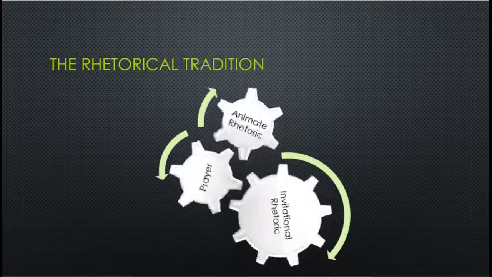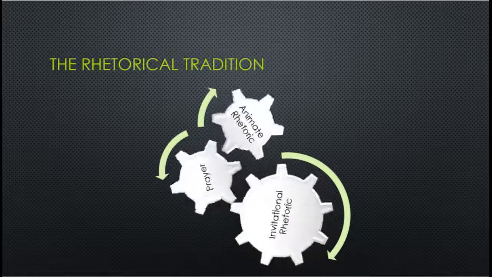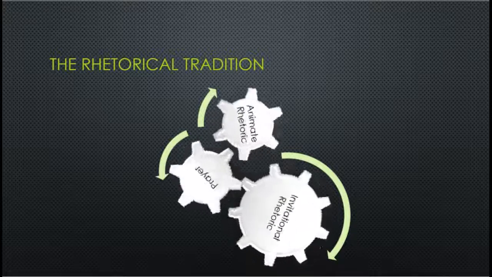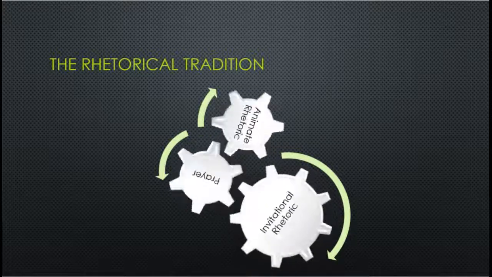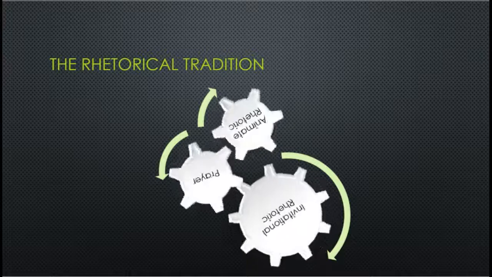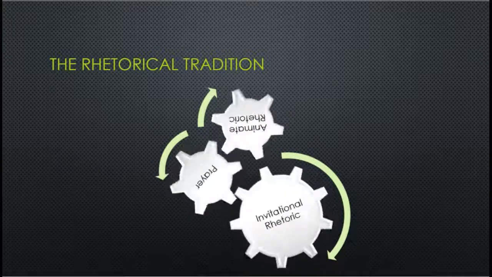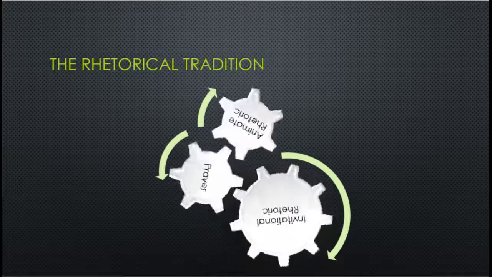The last theory here is animate rhetoric. Animate rhetoric is primarily concerned with the intersection between humans and other fauna kind. It considers humans as another form of animal and seeks to investigate the connection between them.